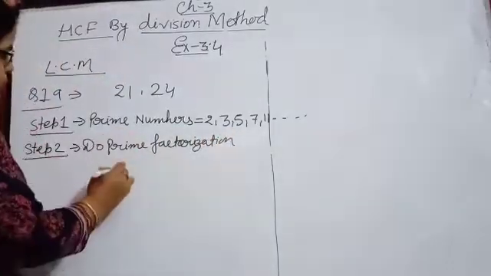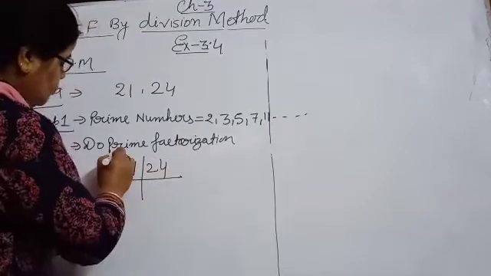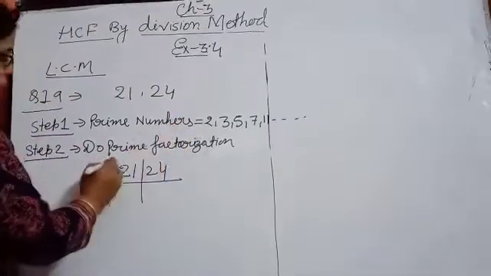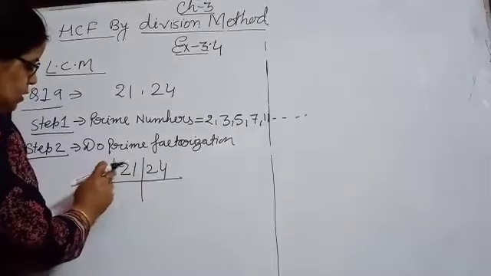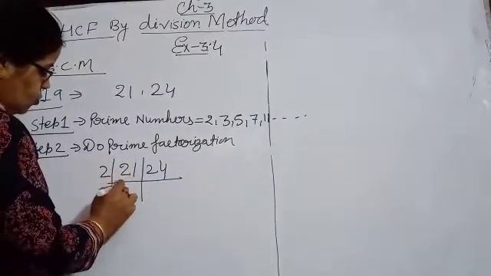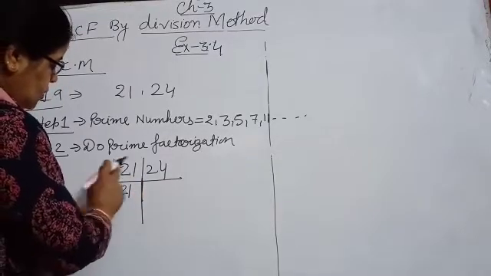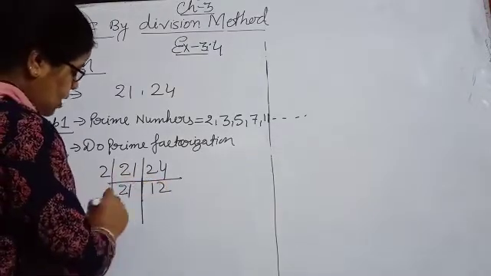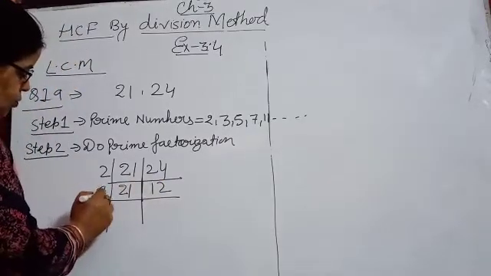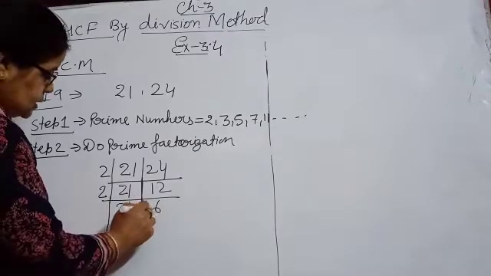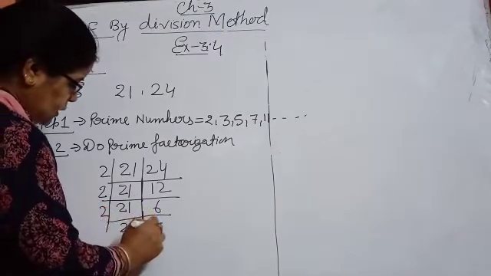Prime factorization. You know that 21 and 24. First of all, which number will we select for the division? 2. In 2's table, 21 has 1 in the unit place, so it cannot be divisible by 2. So 21 will be copied down the same, and 24 will be divisible, giving 12. Half of 24 is 12. Now further by 2, 21 and 6. Now 2, 21 and 3.